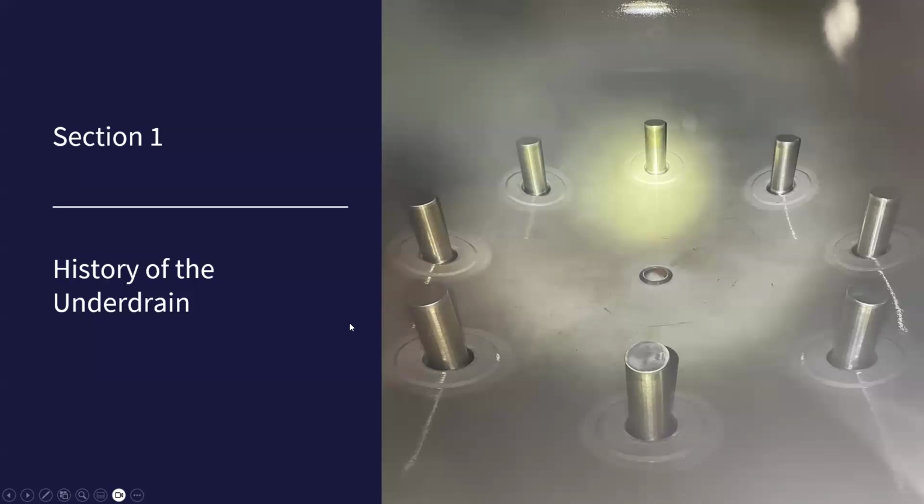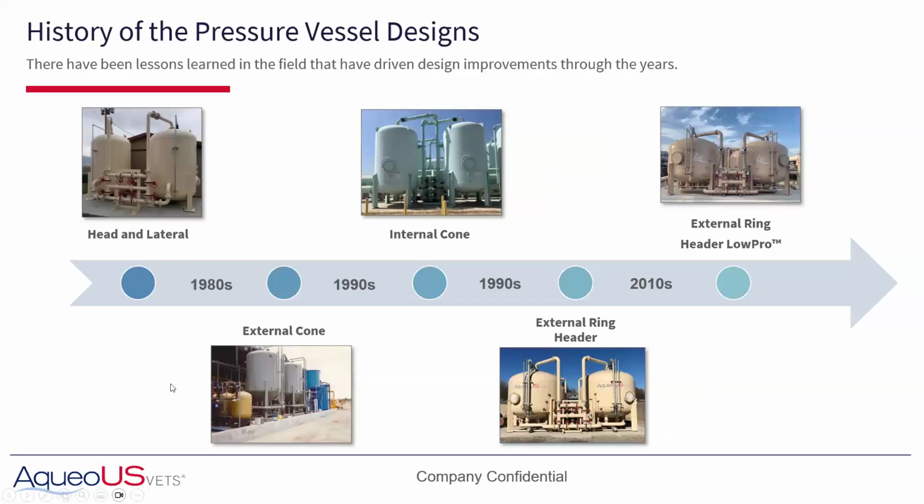So we'll talk about the design of the system. The first step here is the history of the underdrain. It started back in the 80s with the head and lateral design. Then it moved to what's known as the external cone. After that, it moved to an internal cone. So that cone you see on the bottom picture there is now inside the vessel.